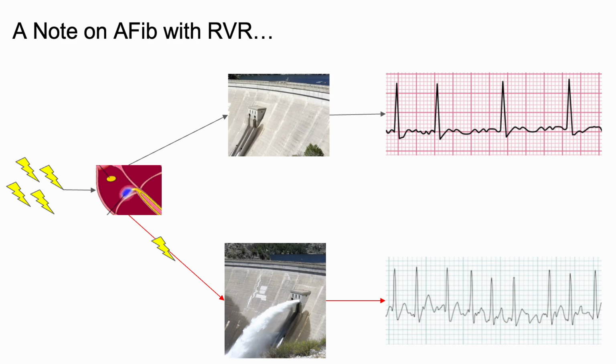This AV node gatekeeper action helps illustrate why beta blockers and calcium channel blockers that act directly on the AV node and elsewhere throughout the myocardium can serve as effective rate control agents for AFib.